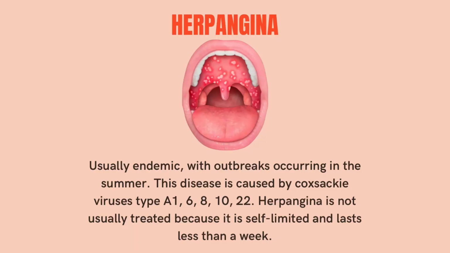Herpangina is usually endemic, with outbreaks occurring in the summer. This disease is caused by Coxsackie virus type A1, 6, 8, 10, and 22. Herpangina is not usually treated because it is self-limited and lasts less than a week.